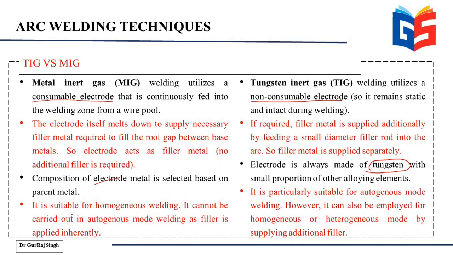And therefore, the fourth point is basically a conclusion of the third point, that it is suitable for homogeneous welding. Now we know that homogeneous welding is that welding where the base metal and the electrode metal are same, and that is exactly what we've mentioned in the third point. And in case of TIG welding, it is particularly suitable for autogenous mode of welding. Now what is autogenous mode? Autogenous mode is where you weld without using a filler metal, simply by melting the parent metals together and then allowing them to cool down and form the bond.